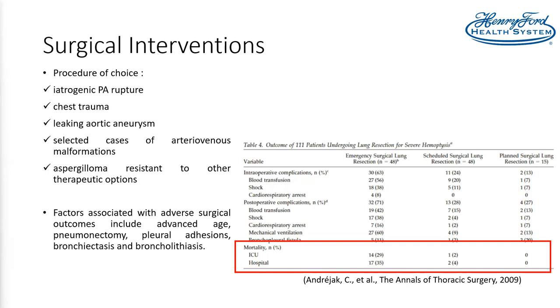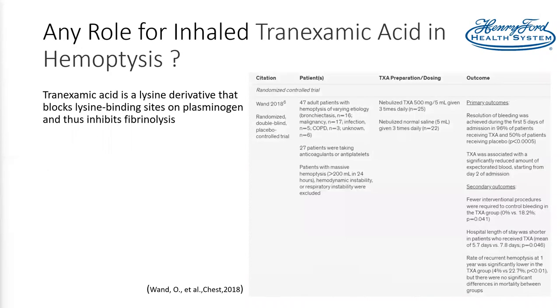Factors associated with adverse surgical outcomes are advanced age, pneumonectomy, pleural adhesions, bronchiectasis, and bronchiolithiasis. The reason why I put this slide is because it comes up a lot, especially in our ICU. Is there a role for inhaled TXA in hemoptysis? TXA is a lysine derivative that blocks lysine binding sites on plasminogen and thus inhibits fibrinolysis.